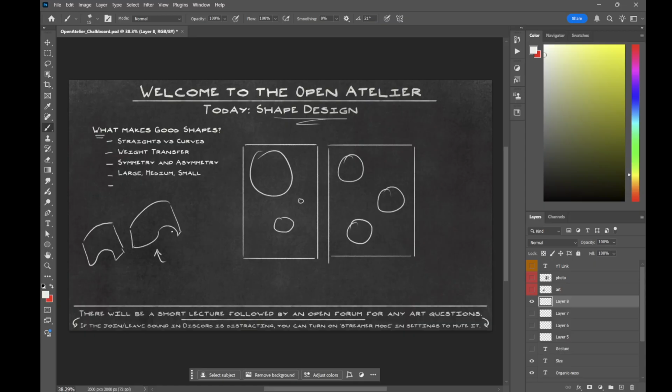And of course, we're starting to apply more and more of this. We can see we've got weight over here, whereas there's less weight over here. We can see we've got our straights and curves, and we've got S curves and all that good stuff. This is an asymmetrical shape, and now we're also applying large, medium, small. If it helps, you also don't have to think of it in terms of the line. You can also think of it as just the shape itself.